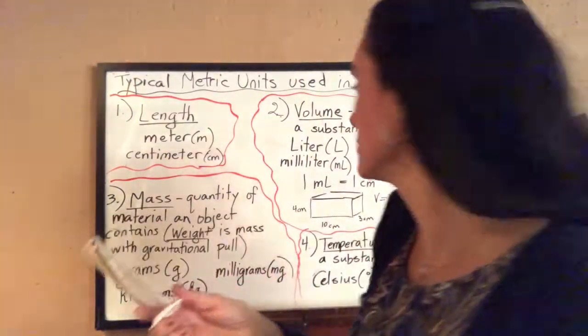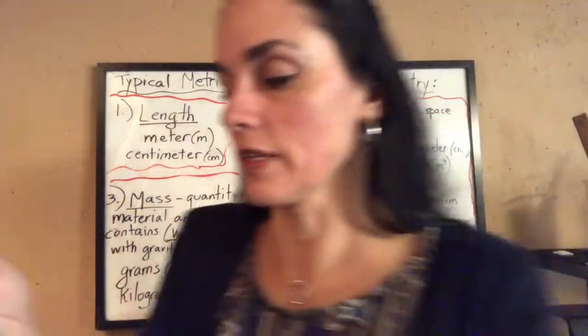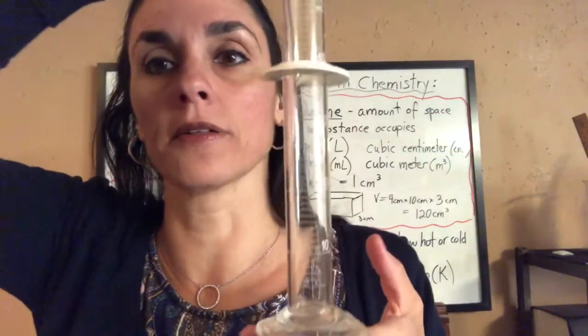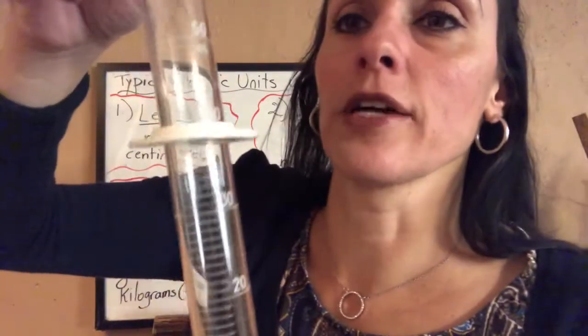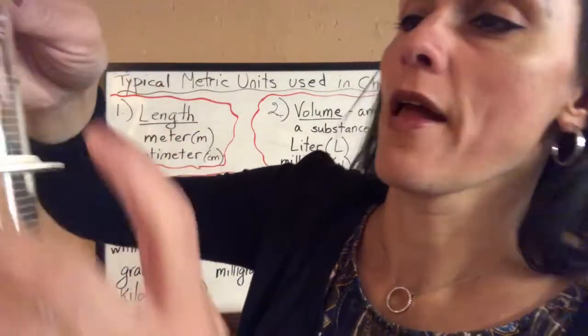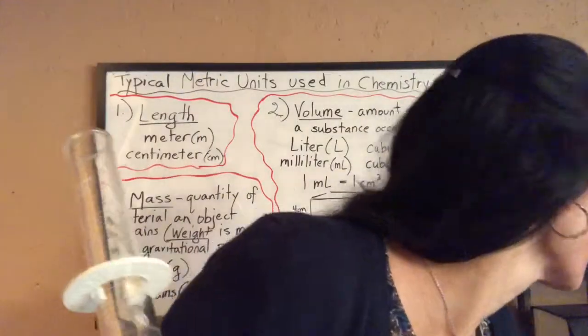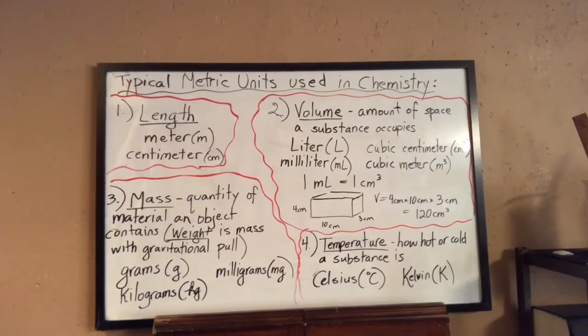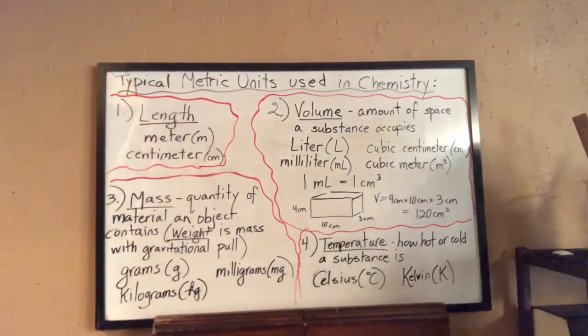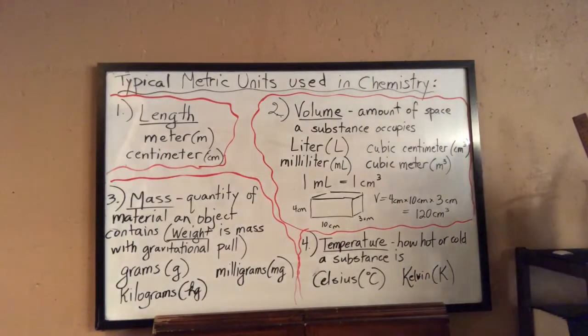A milliliter is 1/1000th of a liter. I have here what we call a graduated cylinder, and it's a 50 milliliter graduated cylinder. But the markings on the cylinder are in 1 milliliter increments. So that's 1 milliliter. 1 milliliter is equal to 1 cubic centimeter.